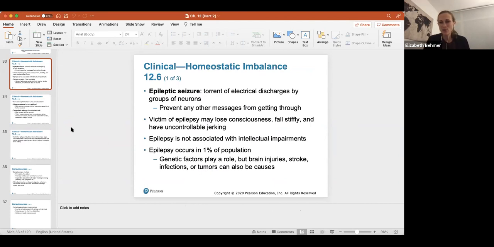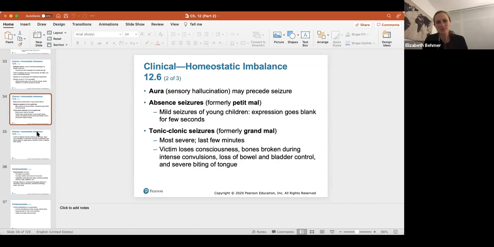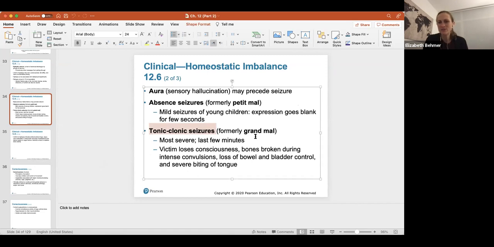Genetic factors could play a role, but other brain injuries, a stroke, an infection, or a tumor could be a cause. So sometimes you hear of kids with seizures, sometimes they grow out of it, sometimes there are other causes to that. Other different types of seizures: absence seizures in young children, and the tonic-clonic seizure, formerly called the grand mal. This is the most severe, and it could last a few minutes where the victim is convulsing so intensely that they might break bones, lose bowel and bladder control, and severely bite the tongue.